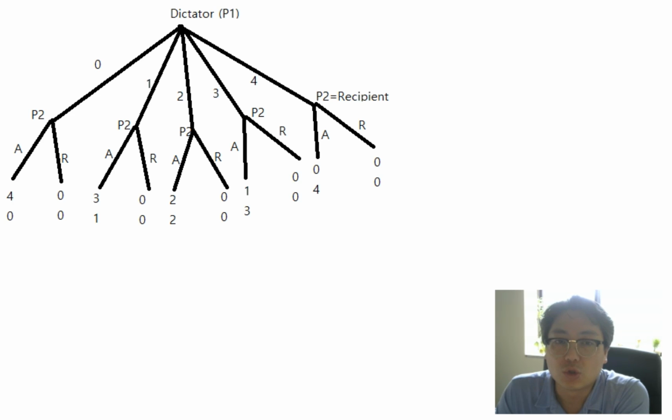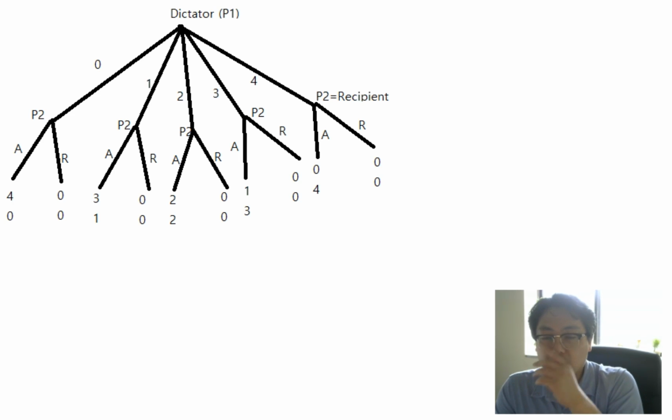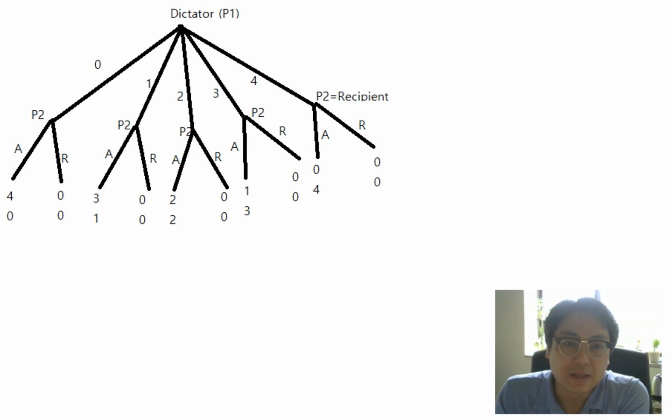So think about it. First, player one chooses one offer from 0 to $4. That is the amount of the second player. Okay. Then at each node, the second player will take that offer or reject that offer. Okay. Now look at this. So that is the game tree. Now think about it.